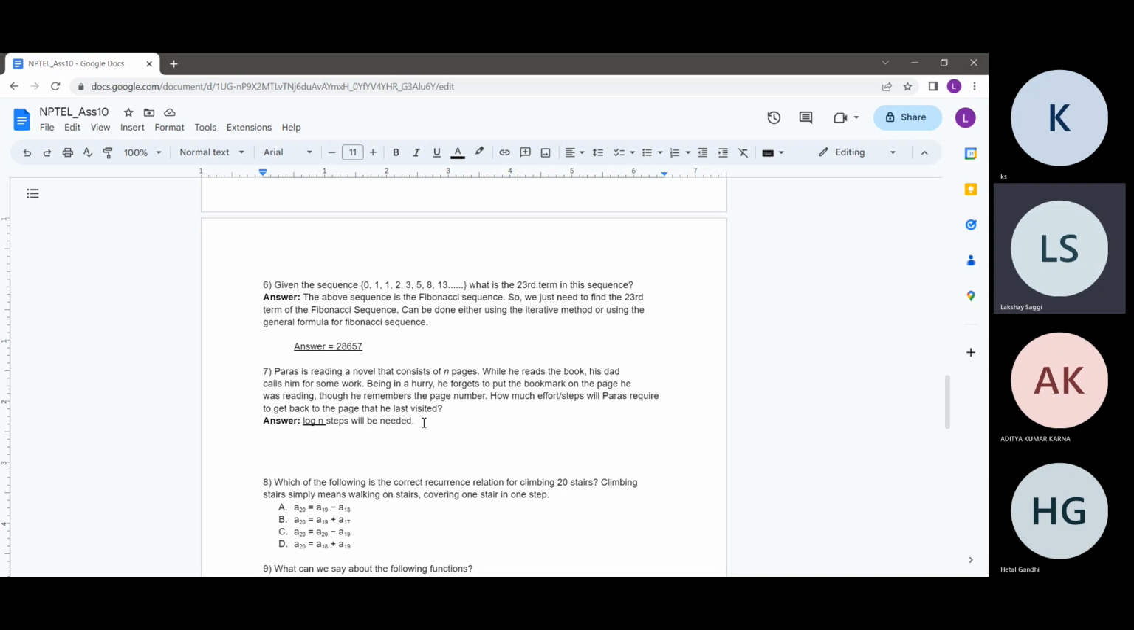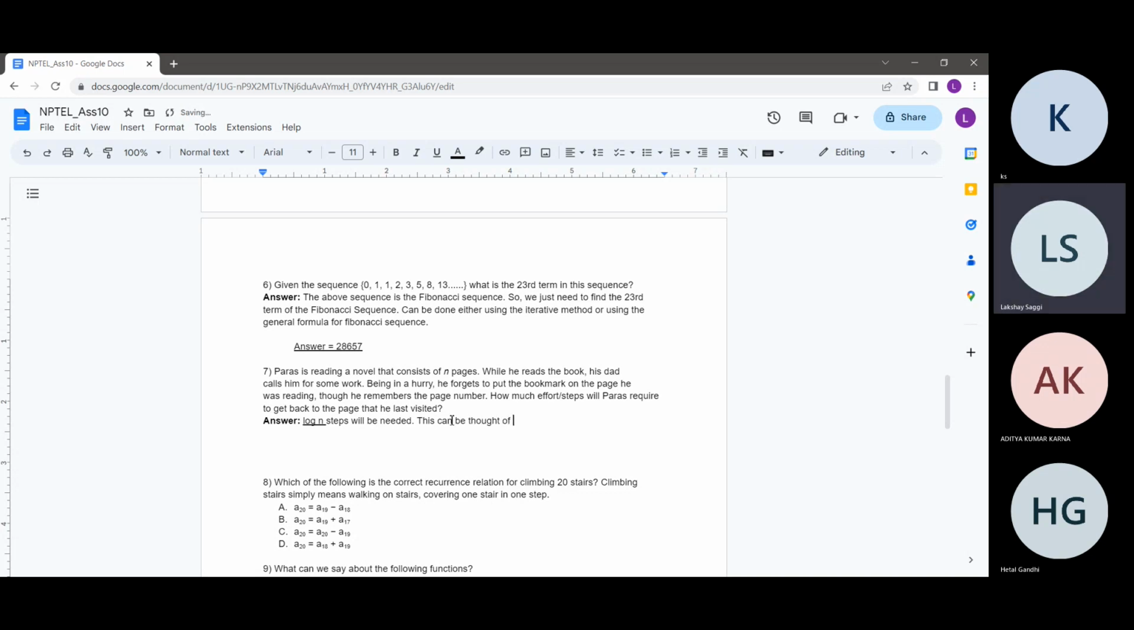Every time you open the middle page of the remaining pages, your problem gets halved. Either you discard one half of the pages and accept the other half. So that's something like T of n is T of n by 2 plus 1, which is nothing but binary search. I hope you guys understand what I'm saying, right?